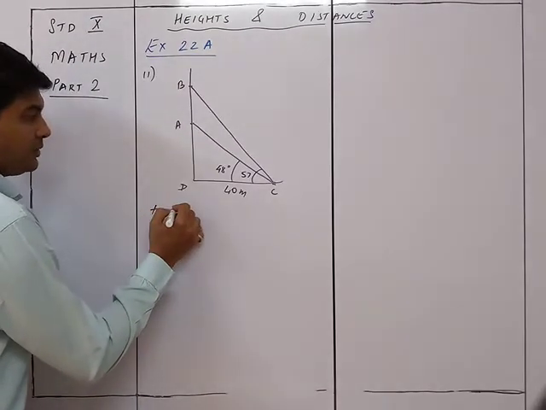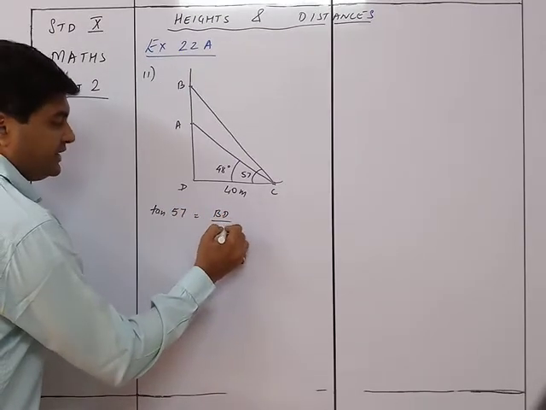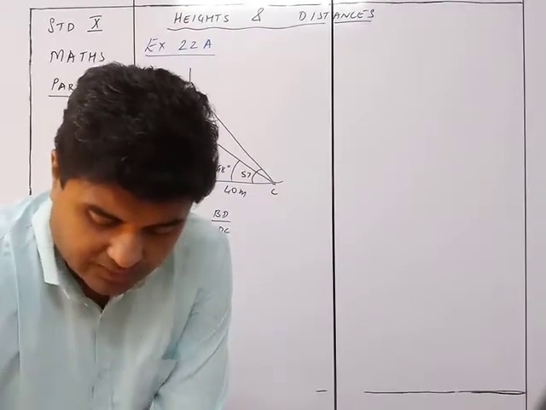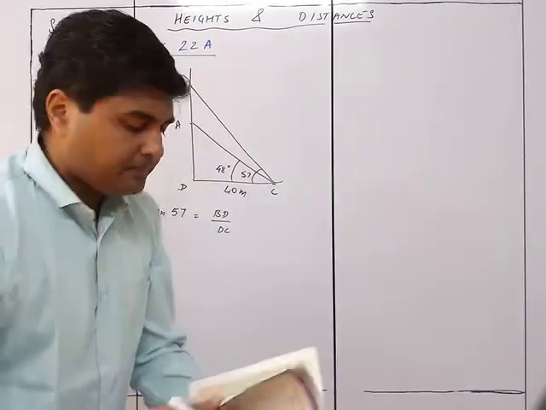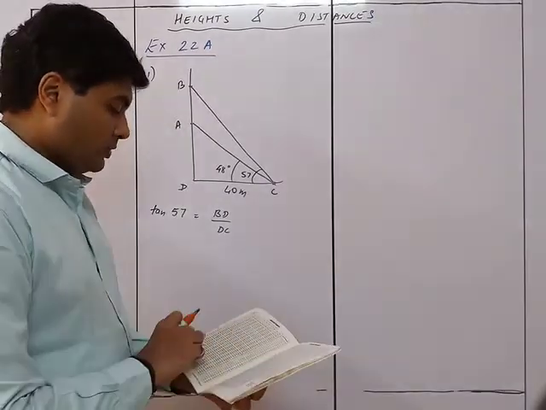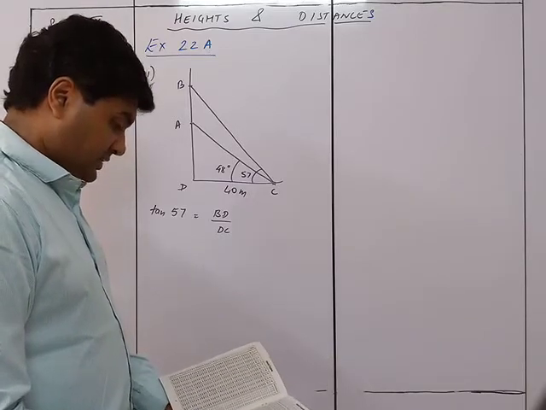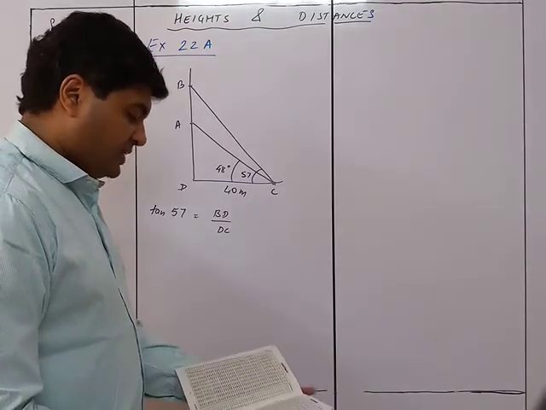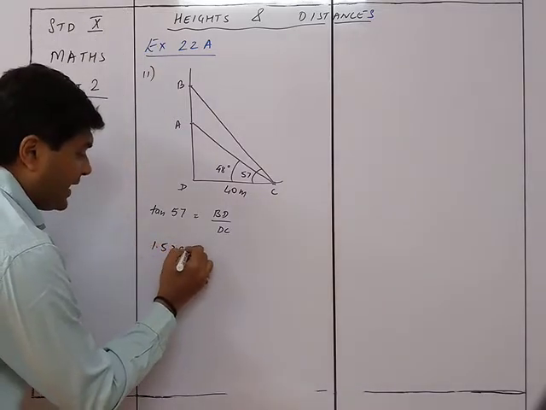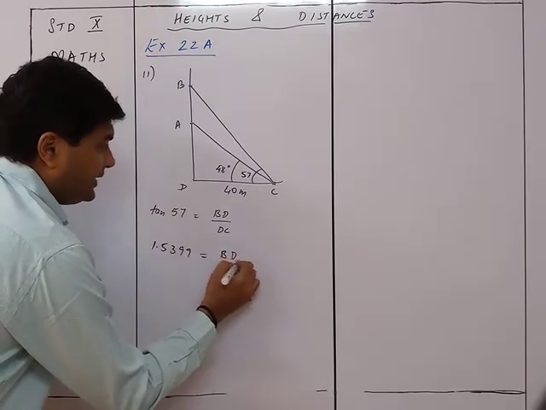Tan 57 is equal to BD upon DC. We get the value of tan 57 from the table. So let me check the table. The table gives me 57 degrees as 1.5399. So 1.5399 is equal to BD upon DC, and DC is 40.